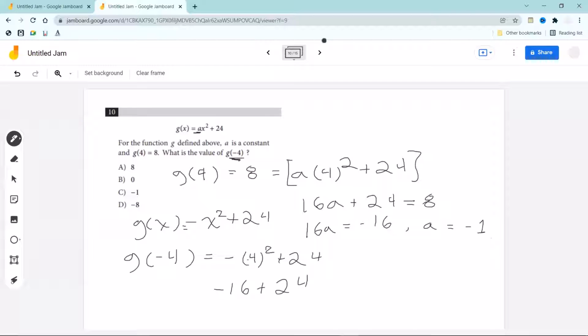And our answer is going to be 8, right? Because when we plug in, we have a negative 16, we have a 24. And so that just gives us an answer of 8. Perfect. That's going to be A. Great. So that's simple enough, right?